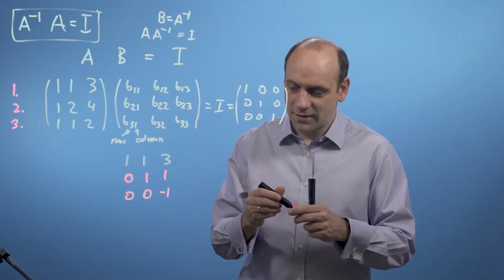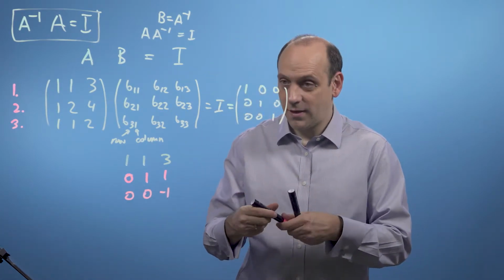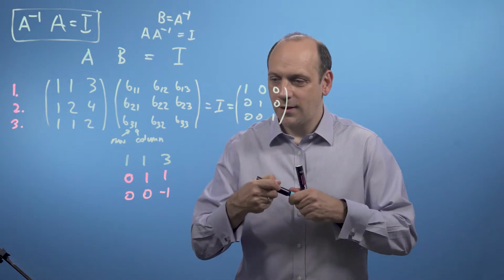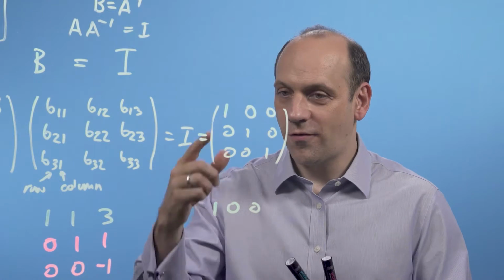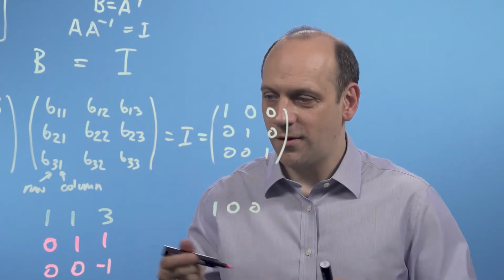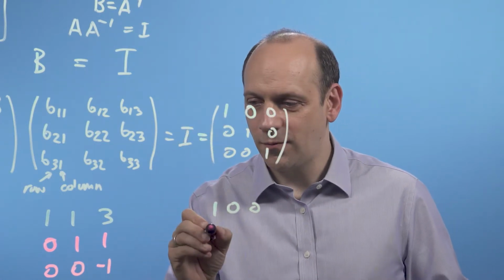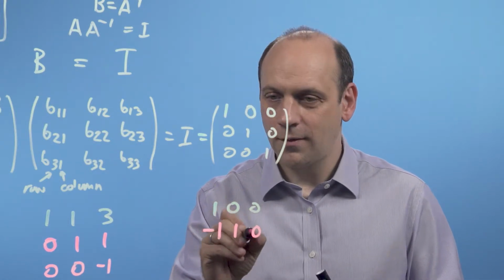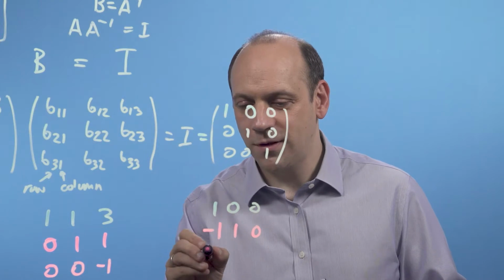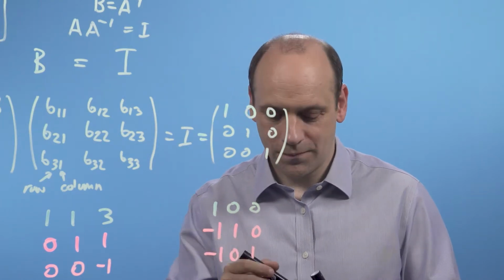So on the right-hand side, I'm going to have the unaltered one is 1, 0, 0. And I've taken that off of the second row. So I've taken 1 off that. That's minus 1, 1, 0. And I've taken that off of the third row as well. So I've got minus 1, 0, 1.